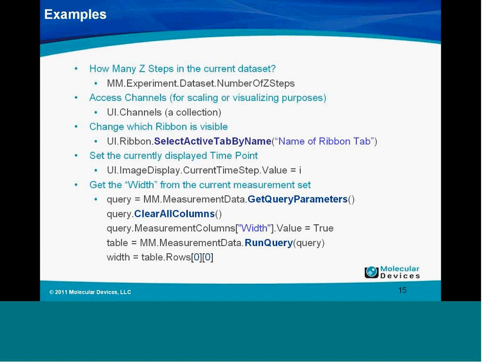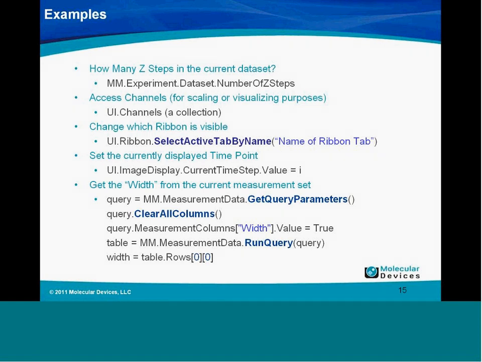If you wanted to access the channels, that's how many different wavelengths were acquired in that data set. So for instance, if you want to be able to scale it or hide some, you go to UI.channels. This is a collection, so it's something that you could loop through or pull out one particular value from, as if it were a list.